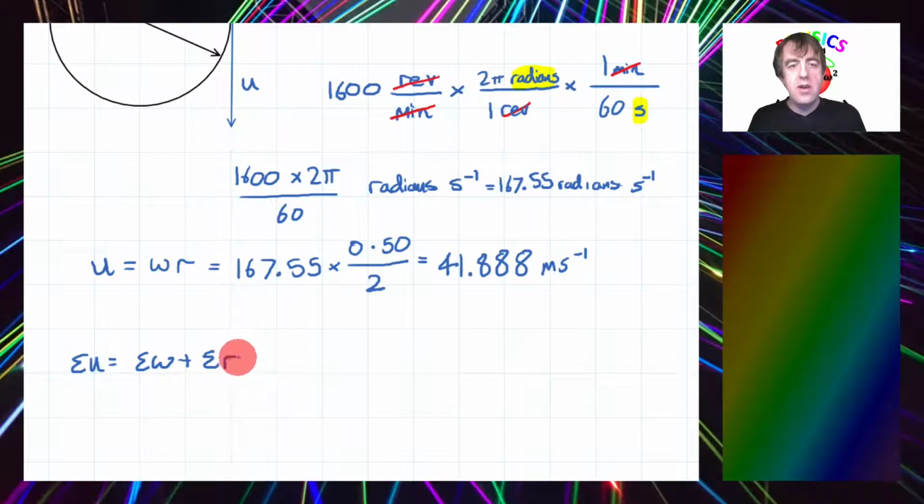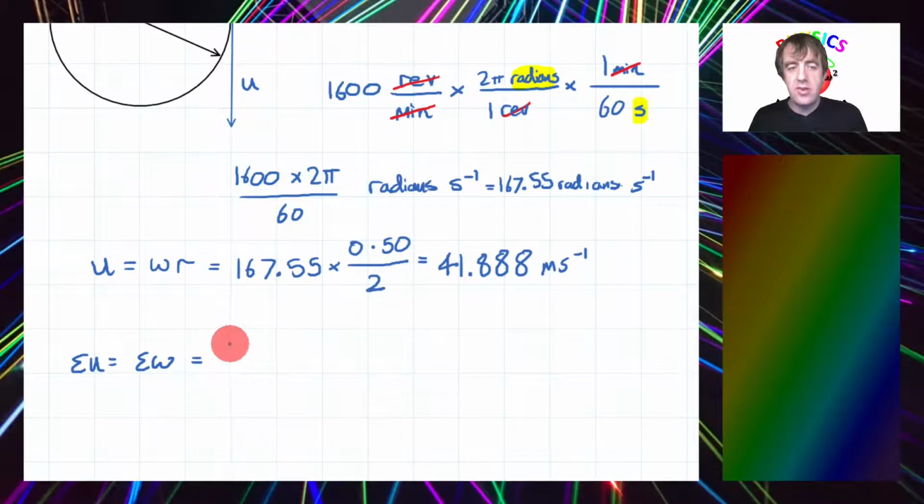Well, we are not given an uncertainty in R, so we can assume that there is no uncertainty in R. And that means our percentage uncertainty or our relative uncertainty in U is equal to our percentage uncertainty or our relative uncertainty in omega.